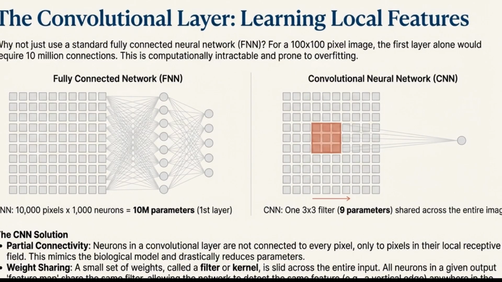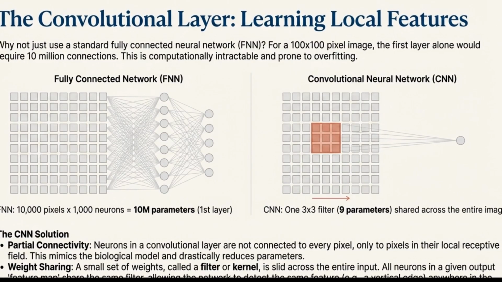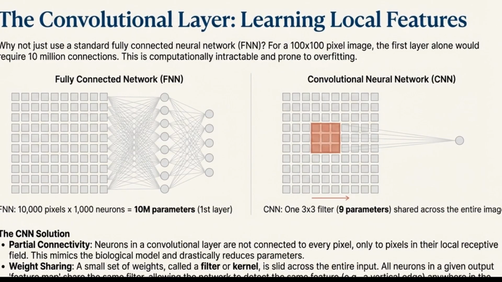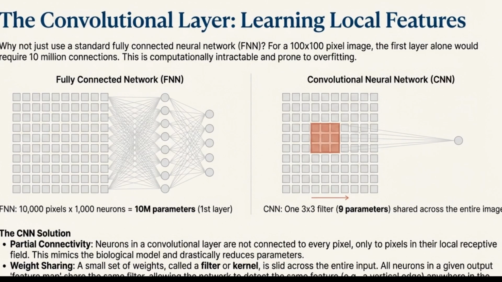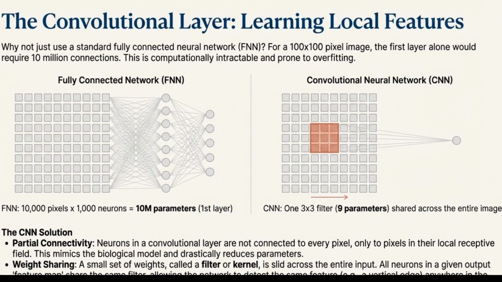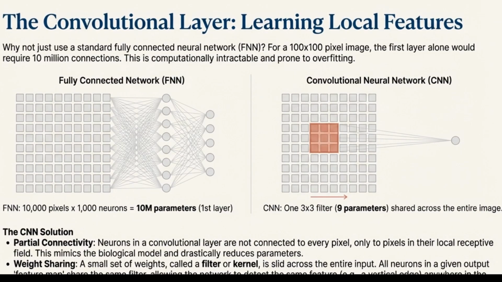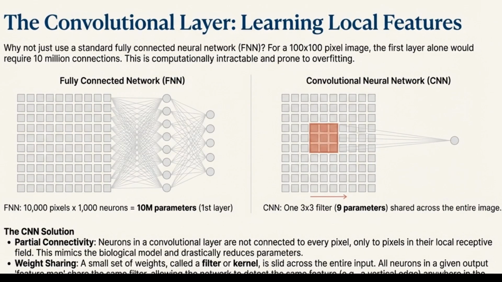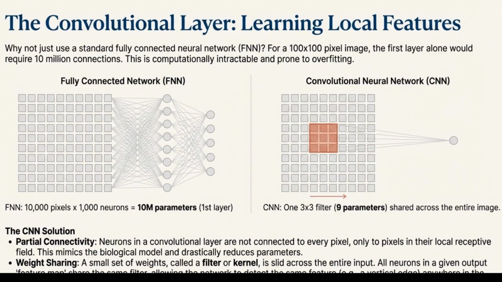First is partial connectivity. Unlike FNN neurons, which connect to every pixel, CNN neurons connect only to pixels within their small, local receptive field. This drastically reduces the parameter count. Second, and even more vital, is weight sharing.